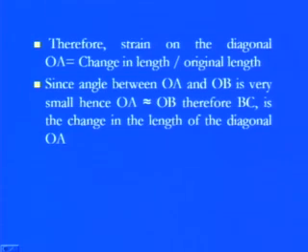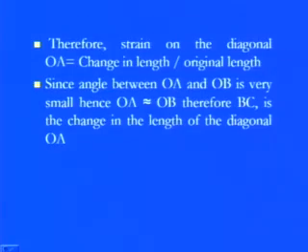Therefore, the strain on the diagonal, whatever the diagonal OA was, as I showed you, which has now changed to OC. So, this strain on OA is equal to the change in length divided by the original length. It will give you the strain, because the change in length due to the shear stresses divided by the original length gives the measure of the deformation, and this is known as the shear strain. Since the angle between OA and OB is very small, as usual, hence OA is almost equal to OB, therefore BC is the change of the length of the diagonal OA.